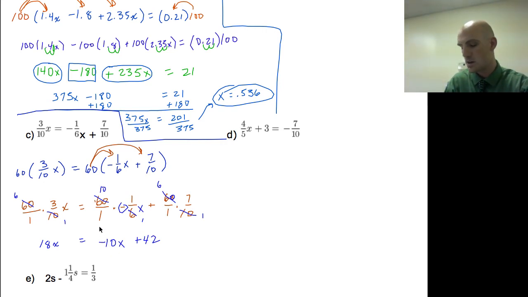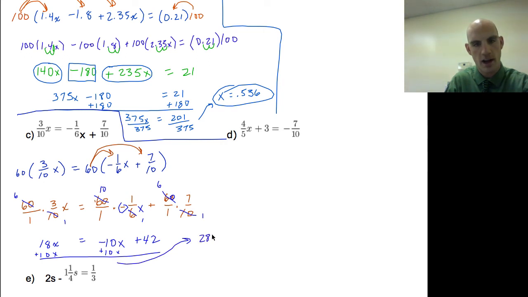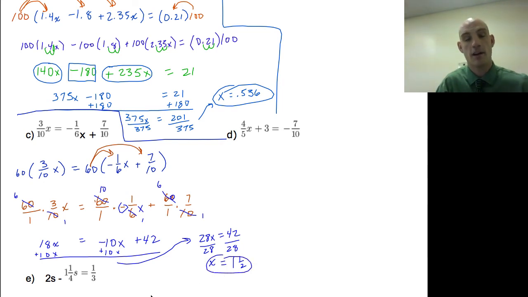All right? So I'll eliminate the variable from one side. 28x equals 42. Divide by 28. And I end up with x equals 1 1/2. All right, so that's all there is to it.